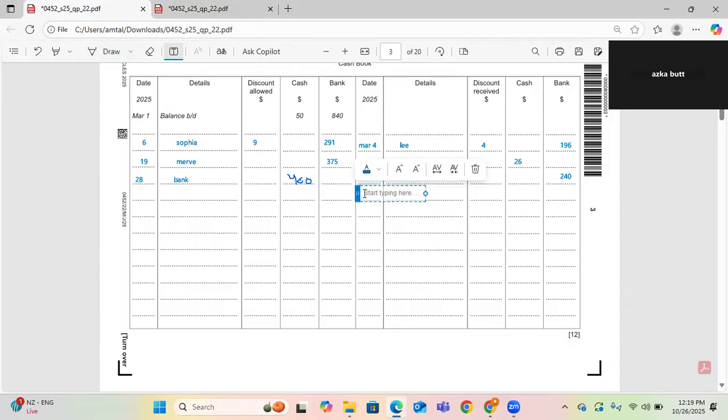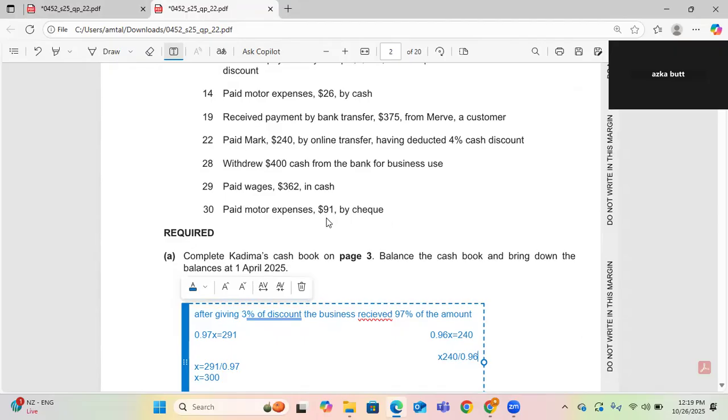This is the contra entry basically, 28th and cash, and it will be deducted from the bank, 400. So cash is debited and bank is credited. And here the bank is credited and the cash is debited. Let's see the next entry.